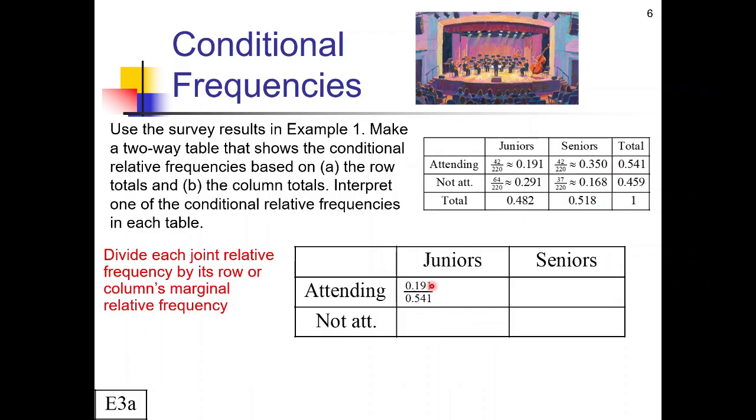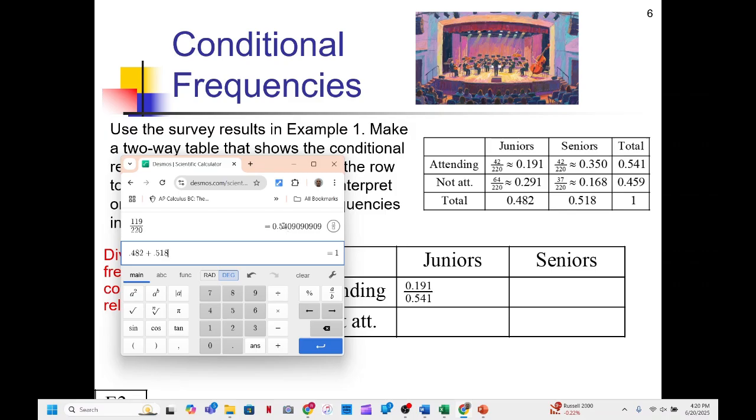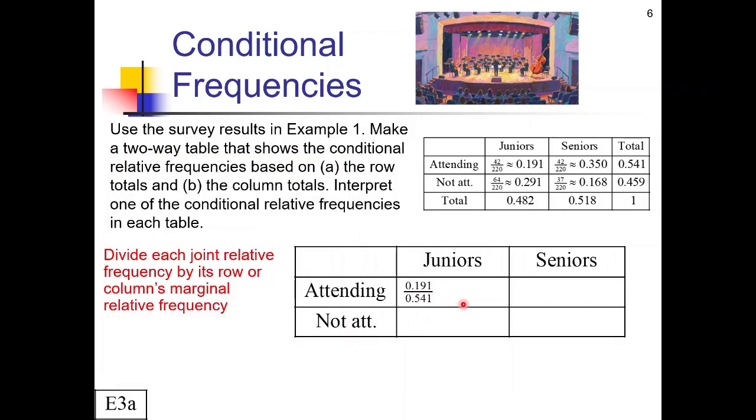So 0.191 divided by 0.541. I'm basically dividing one percentage by another here. And of course I'm going to use Desmos for this. So let me do a fraction, and let me just clear all this out. All right, so fraction 0.191 divided by 0.541, and that's roughly 0.353.